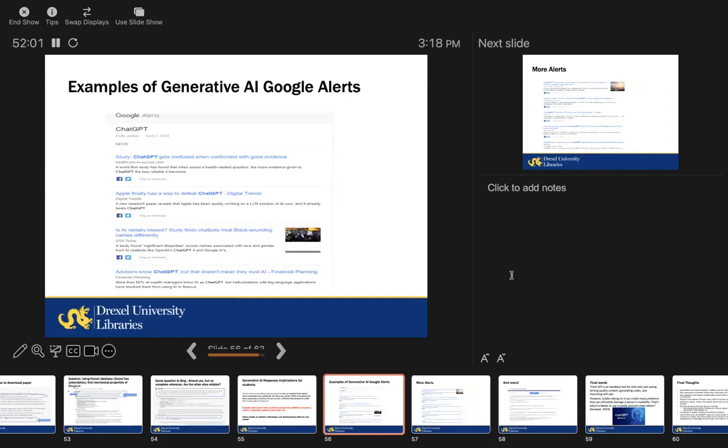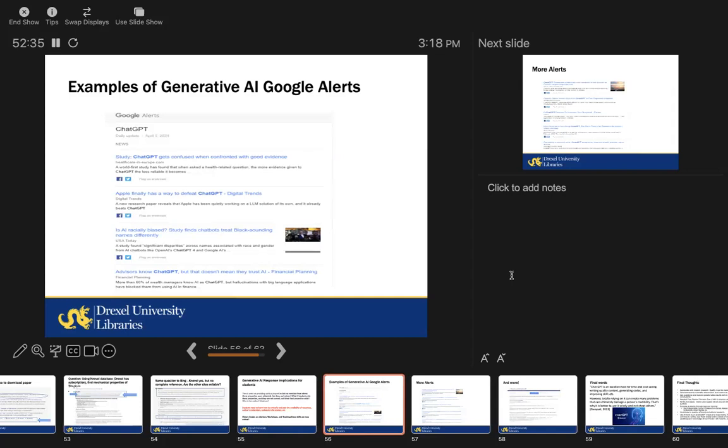And the first thing that came up: study, ChatGPT gets confused when confronted with good evidence. I didn't read the whole paper. World first study has found that when asked a health-related question, the more evidence given to ChatGPT, the less reliable it becomes. Okay. Apple finally has a way to defeat ChatGPT, digital twins. And a new research paper reveals that Apple has been quietly working on an LLM solution of its own and already beats ChatGPT. Okay, fine.